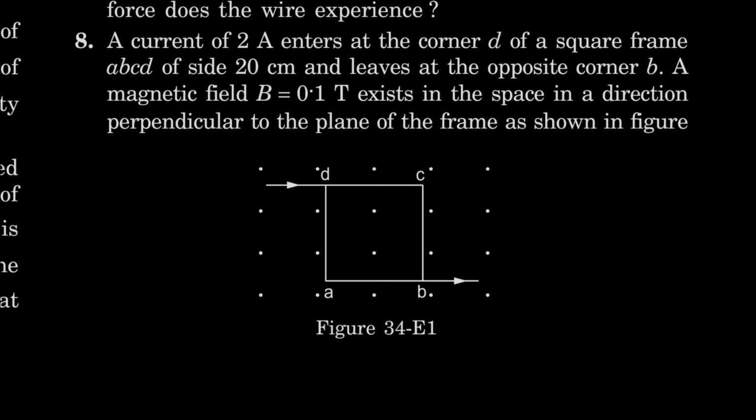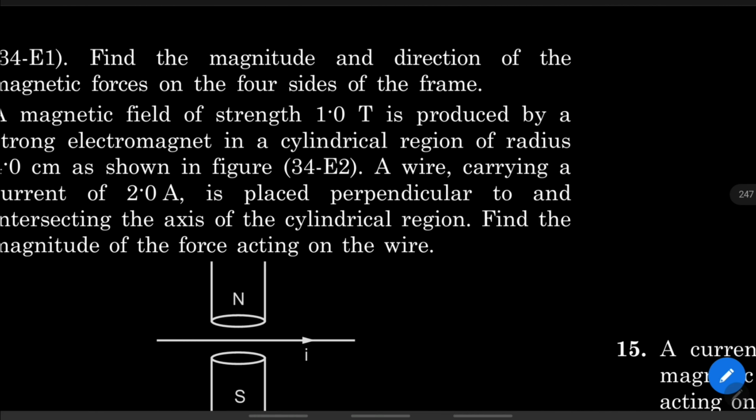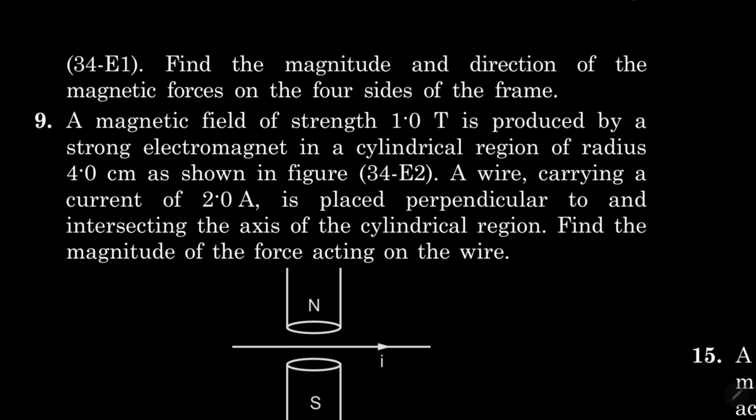In question 8, this figure is given to us. A current of 2 ampere is there. We need to find the magnitude and direction of the magnetic forces on the four sides of the frame.